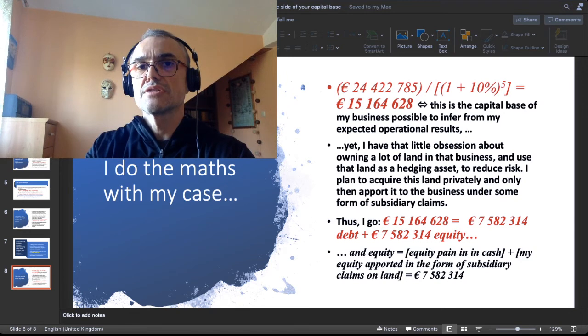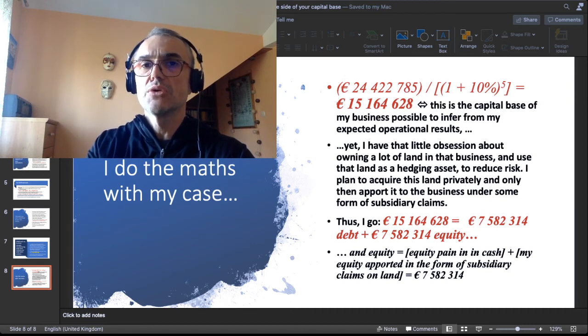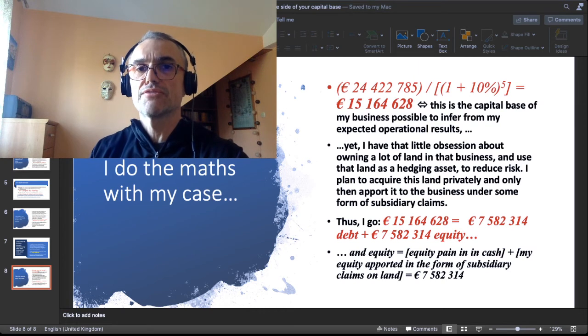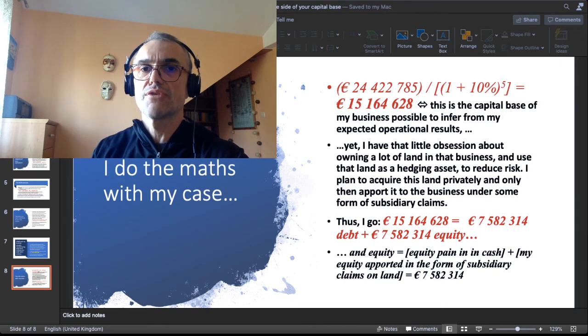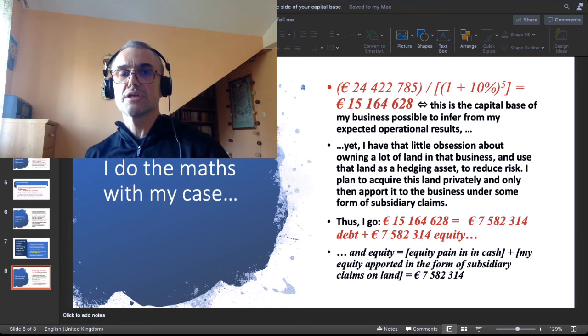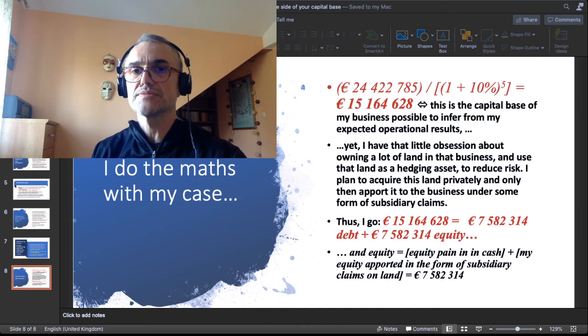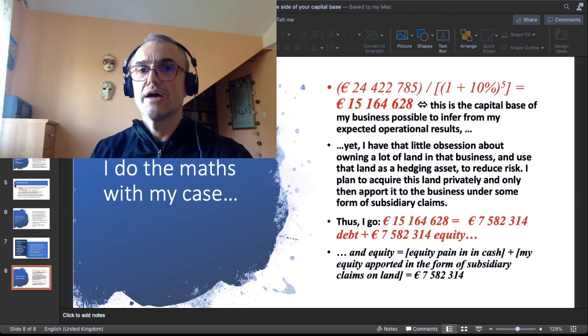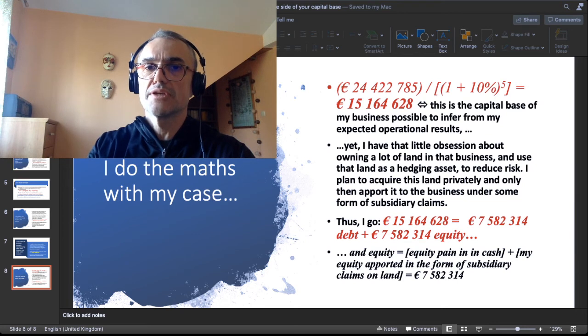So I take, as you can see, that stream of operational income. I correct it with a 10% interest rate with the assumption that it is over 5 years. This is that exponent 5, which gives me roughly a little bit more than 50 million euro. And that 50 million euro, 15,164,628, this is the capital base of my business, which is possible to infer logically from my expected operational results. Here, I can split it half-half into debt and equity.